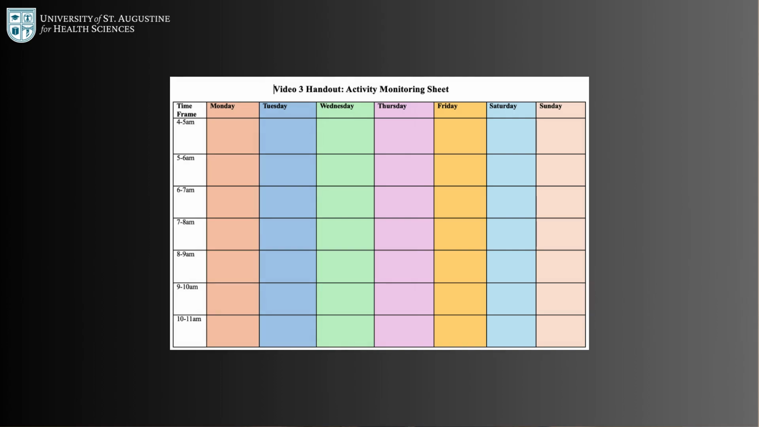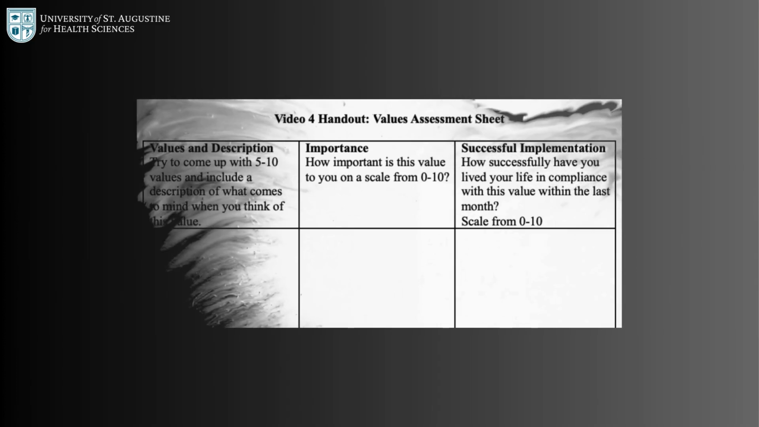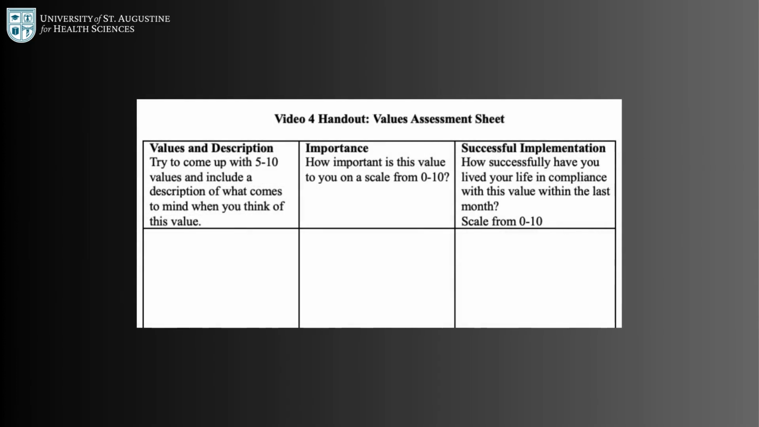Look at your activity monitoring sheet. What activities are associated with your highest mood? Look at your values assessment sheet. Which values are most important to you? What are some activities that you can incorporate into your life that align with your values?